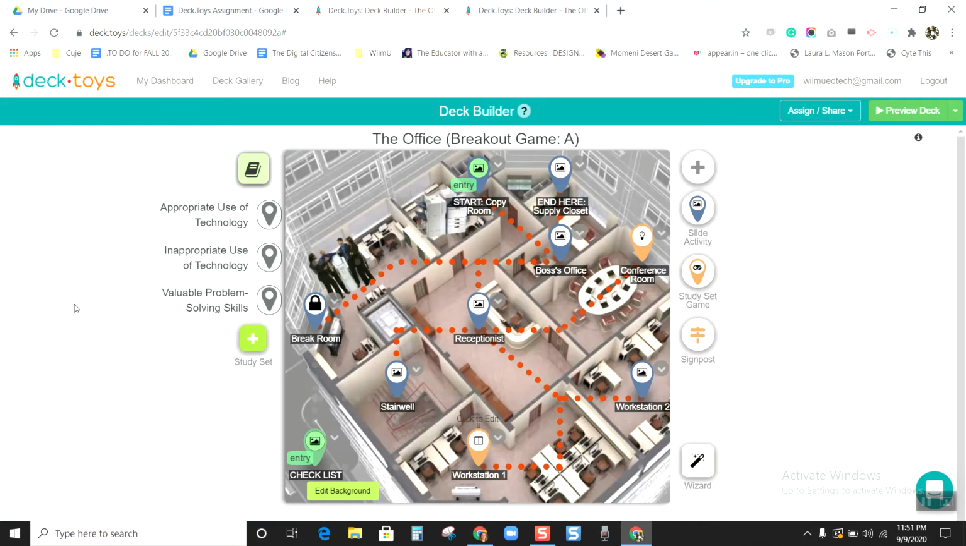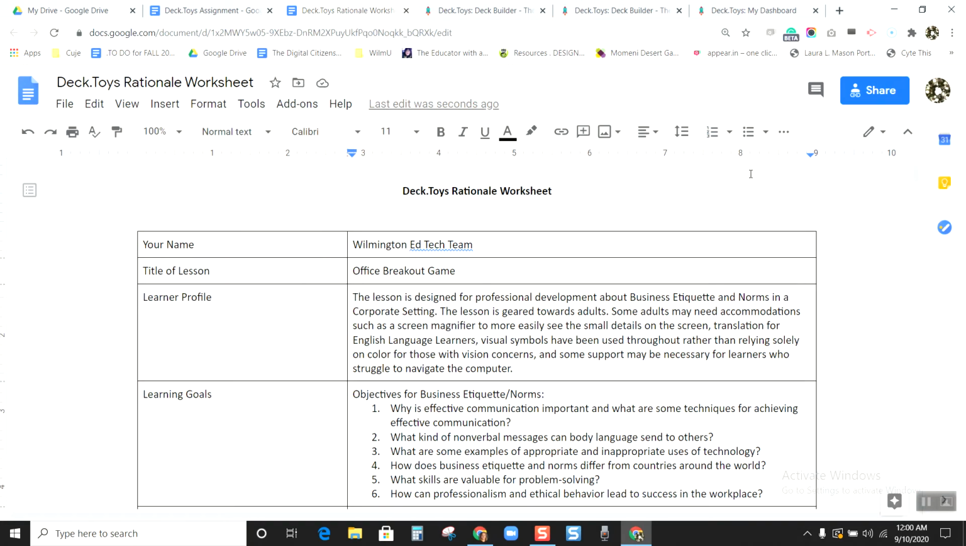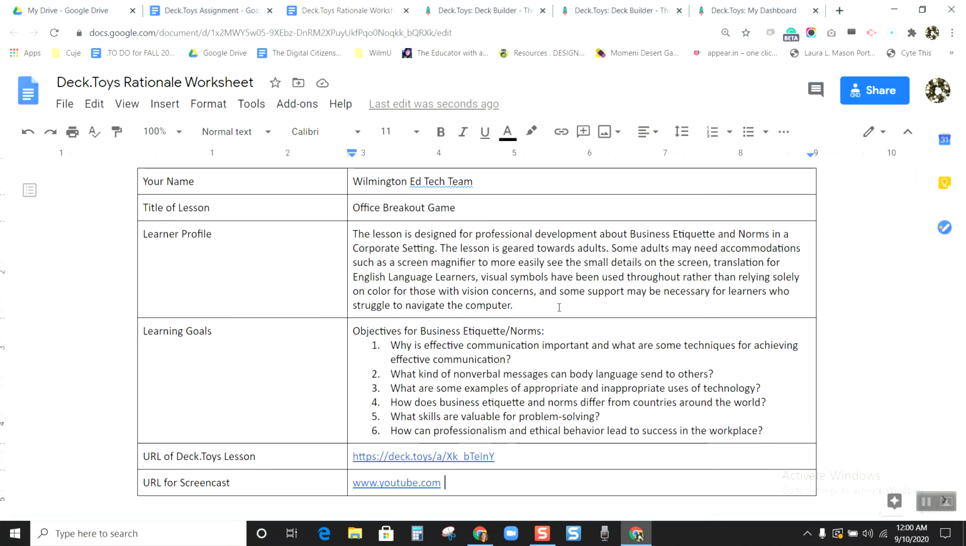And then the rationale worksheet. That's something that you will need to complete in order to submit. So here's an example of our worksheet that is completed. You're going to be putting your name, the title of the lesson, and describing the learner profile. So who is this lesson geared towards? What grade level, subject area, and also any accommodations you might want to consider.